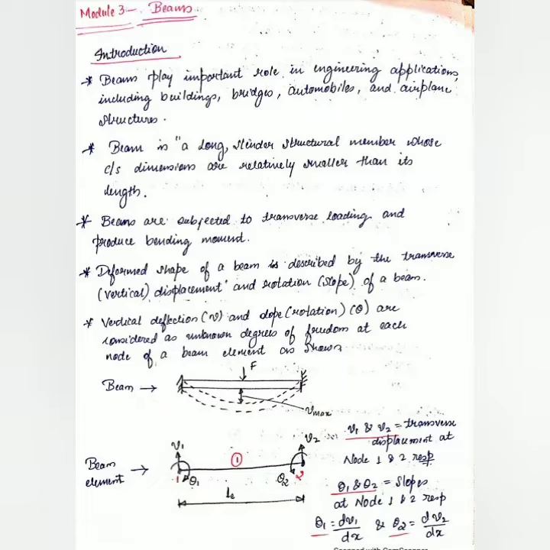So node 1 has V1 as the vertical displacement at node 1 and theta 1 as the slope at node 1. Similarly, V2 and theta 2 are the vertical displacement, or transverse displacement, and slope at node 2 respectively.